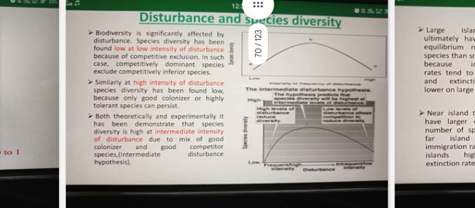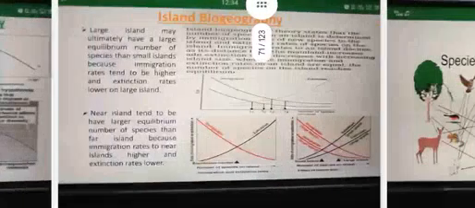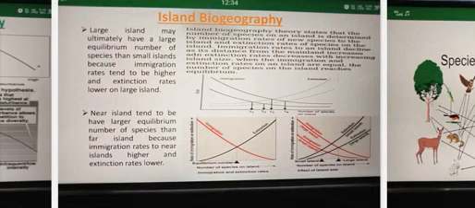Intermediate disturbance hypothesis. Island biogeography. Large islands may ultimately have a larger equilibrium number of species than small islands because immigration rates tend to be higher and extinction rates lower on large islands. Near islands tend to have a larger equilibrium number of species than far islands because immigration rates to near islands are higher and extinction rates lower.